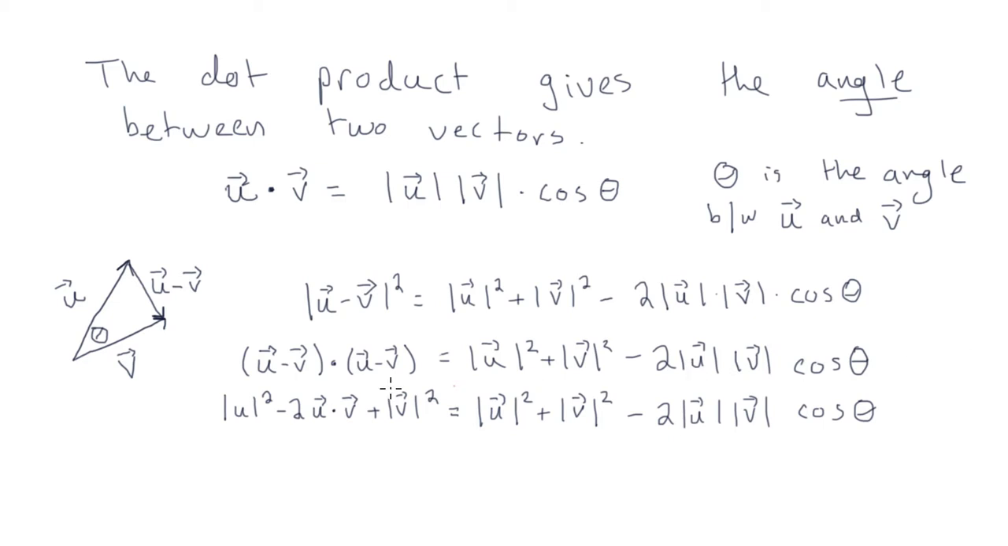Okay, so what I'm going to do is subtract length of u squared and length of v squared on both sides, and then divide both sides by -2, and lo and behold, what am I going to get? I'm going to get that u dot v is exactly what I claimed it was: length of u times length of v times the cosine of the angle between them. So when you think about the dot product, think geometrically: it's the angle between the two vectors, u and v.